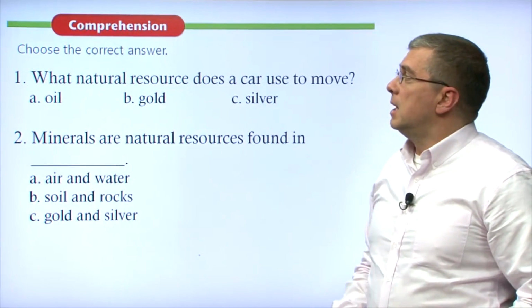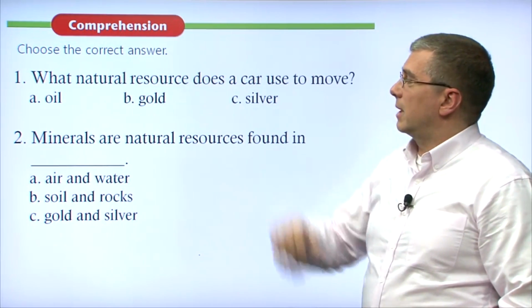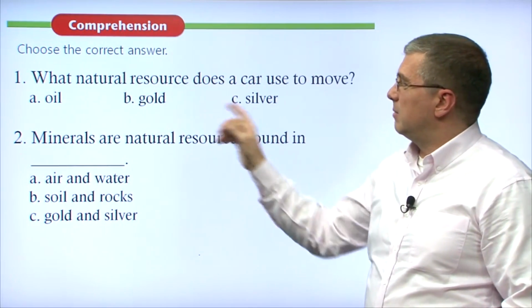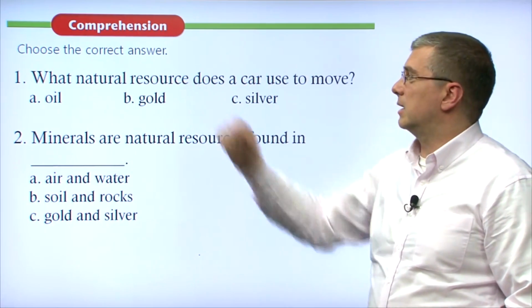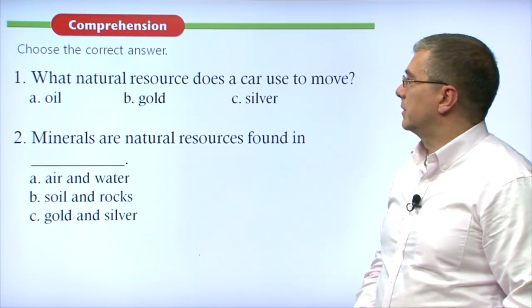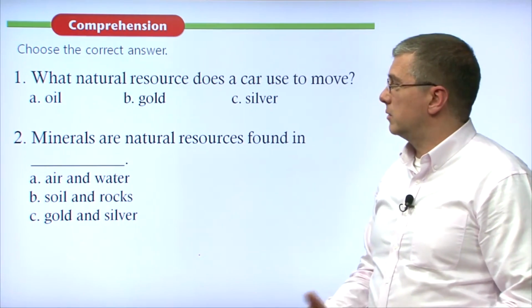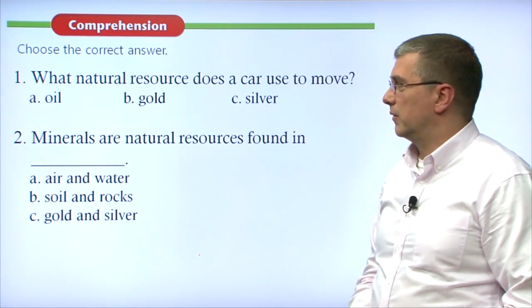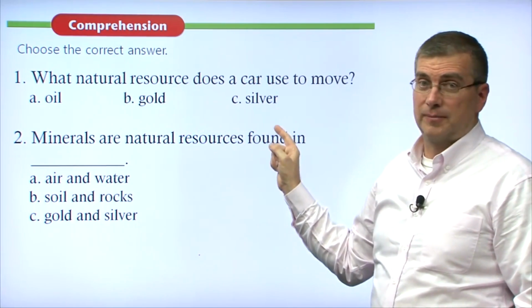Okay, let's move on. Let's go do some reading comprehension questions. Choose the correct answer. So again, we have to choose A, B, or C to answer the questions or fill in the blanks. The first one is, what natural resource does a car use to move? So what do we use in a car to make it move? A, oil, B, gold, or C, silver?